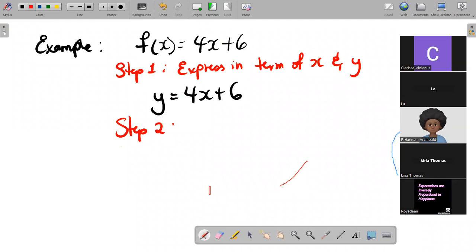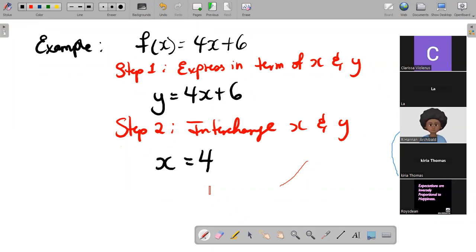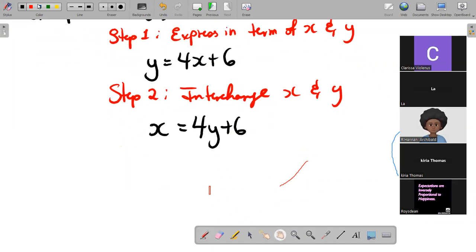Anybody know what step 2 is? Step 2, there are three steps: interchange x and y. What does that mean? Everywhere we see an x, we're going to switch it for a y, and everywhere we see y, we're going to switch it for x. So instead of y being in front, you're going to end up with x equals 4y plus 6. That's easy. And then step 3, this is the challenging part that students struggle with.